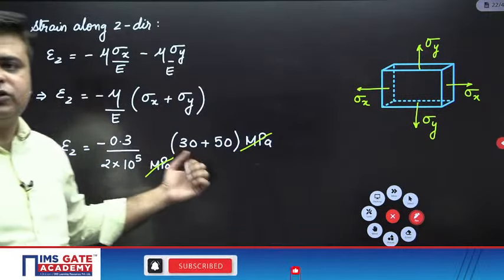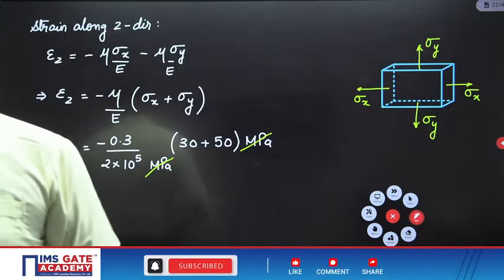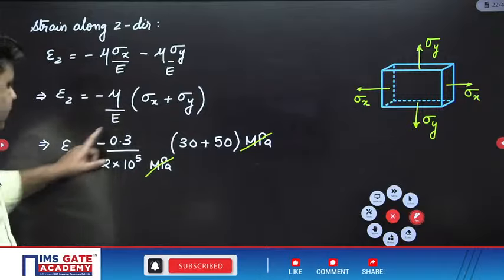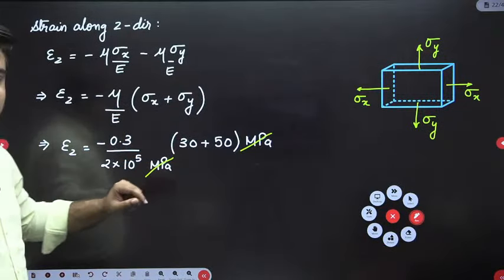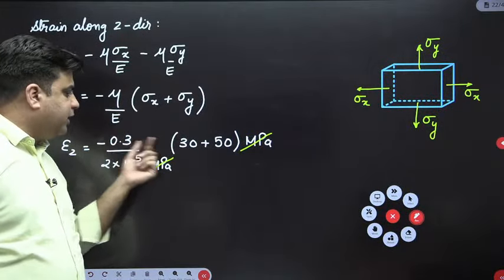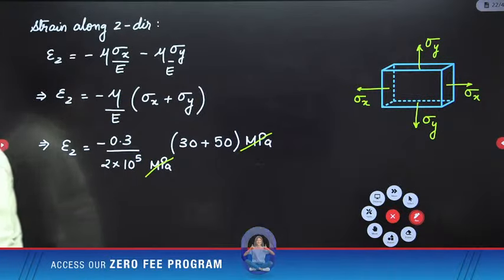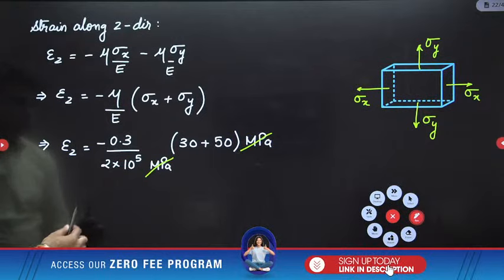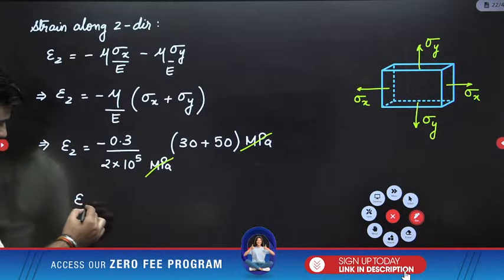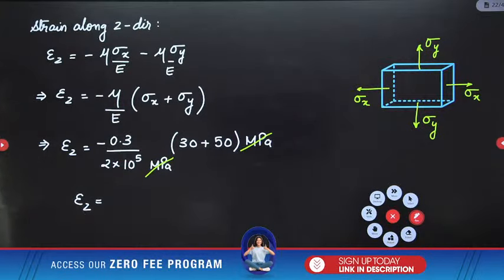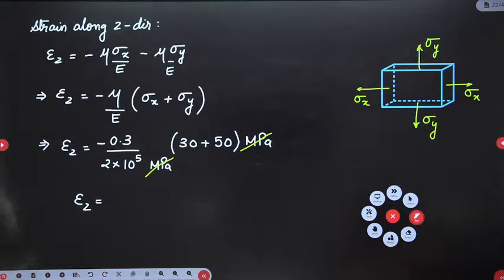Please tell me the answer for this. Saundarya is telling me option number A. Can you please tell me the value for this? What is 0.3 minus 0.3 into 80 divided by 2 into 10 raised to power 5? What is epsilon z? Quickly, all of you should answer this.